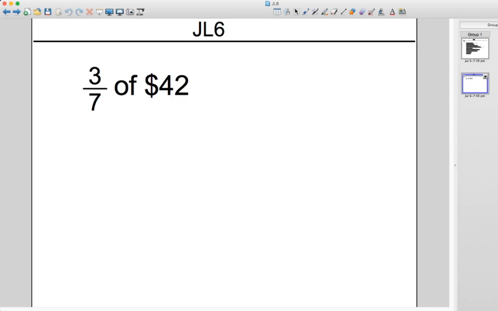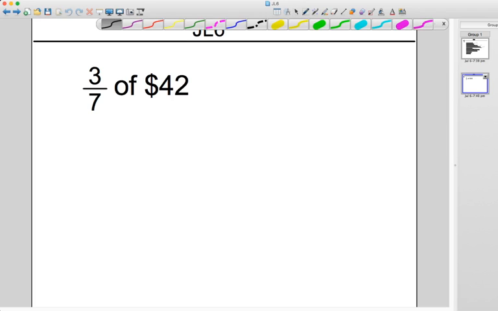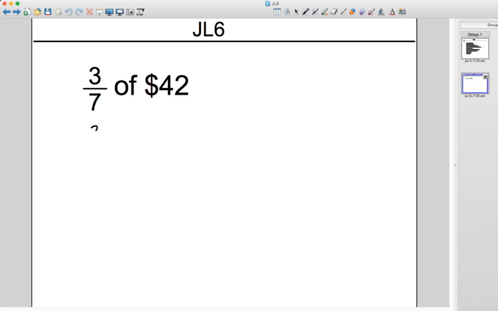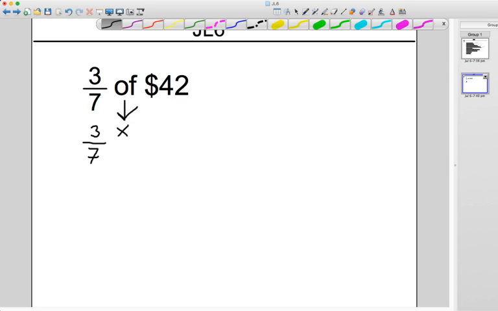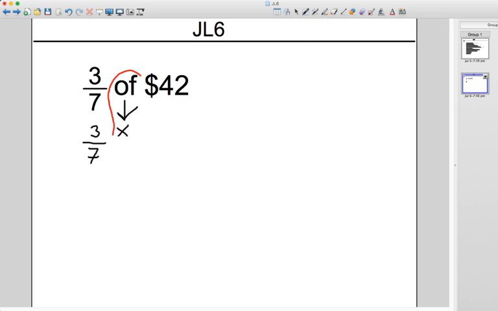3/7 of $42. How would we go about doing this? Well, we have to start by examining what "of" means. So if I write down 3/7 here underneath, "of" means times. It always means times. And I would recommend knowing that "of" means times.